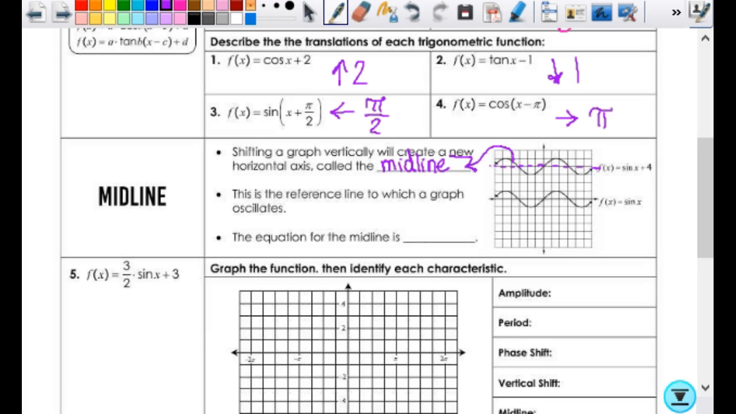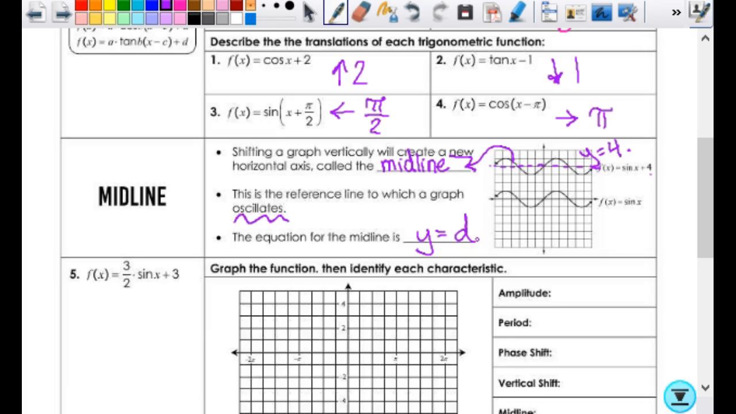And what is the equation of that line? Y equals 4, exactly. It's that easy. See how these numbers match? So it says this is the reference line to which the graph oscillates. Oscillates means like going up and down. So the equation for the midline is just going to be y equals whatever that vertical shift is. It's that easy. And having the midline actually helps you with the translations. It kind of simplifies things more so than it did with the others.